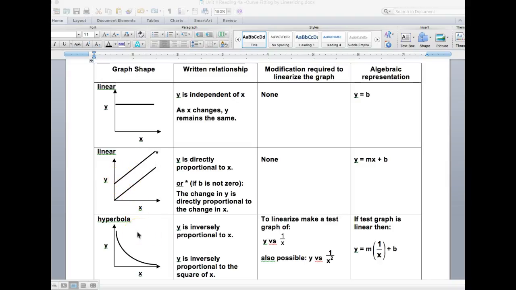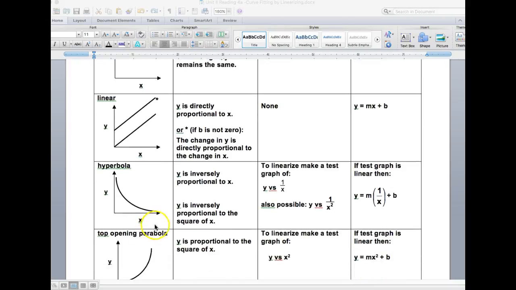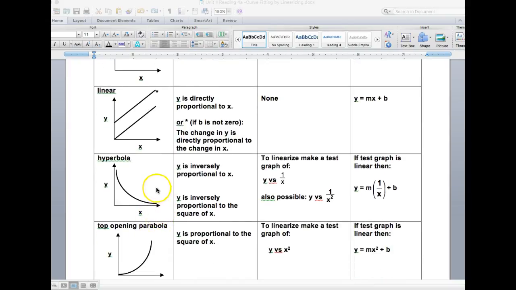The next graph in this reading is hyperbola. Inversely proportional. To linearize it, we'll make a test graph of y versus 1 over x instead of y versus x. And if we do get that proportionality, we can evaluate the slope and the y-intercept. So let's give it a try.